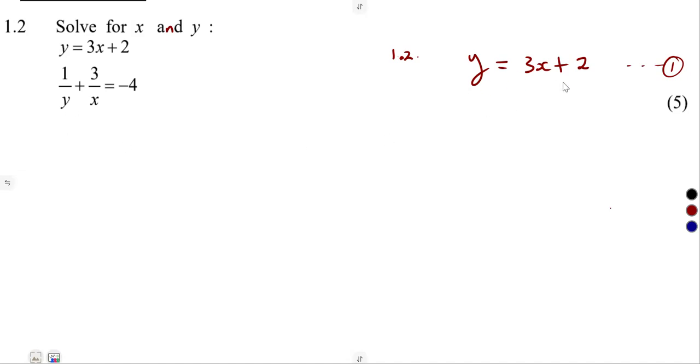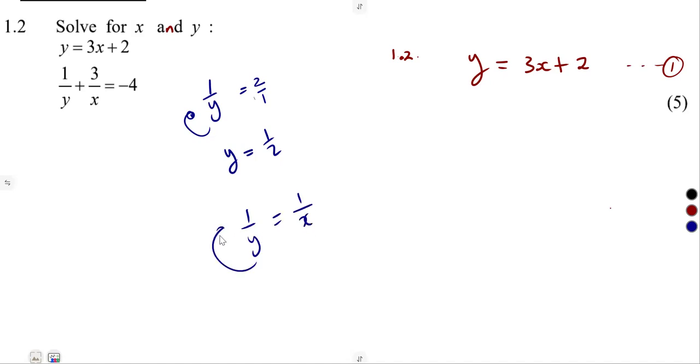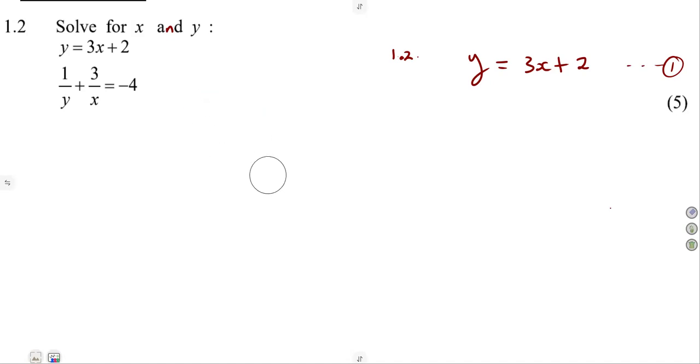Let us make y the subject because it's 1 over y here, so it is easier for us to make y the subject. If 1 over y is equal to 2, to obtain y, you interchange. So y is equal to, here is same as over 1, so if you interchange, it's going to give us 1 over 2. If 1 over y is equal to 1 over x, the moment we interchange, y is equal to x. So that's what I'm trying to say. It is easier for us to make y the subject from the reciprocal concept.